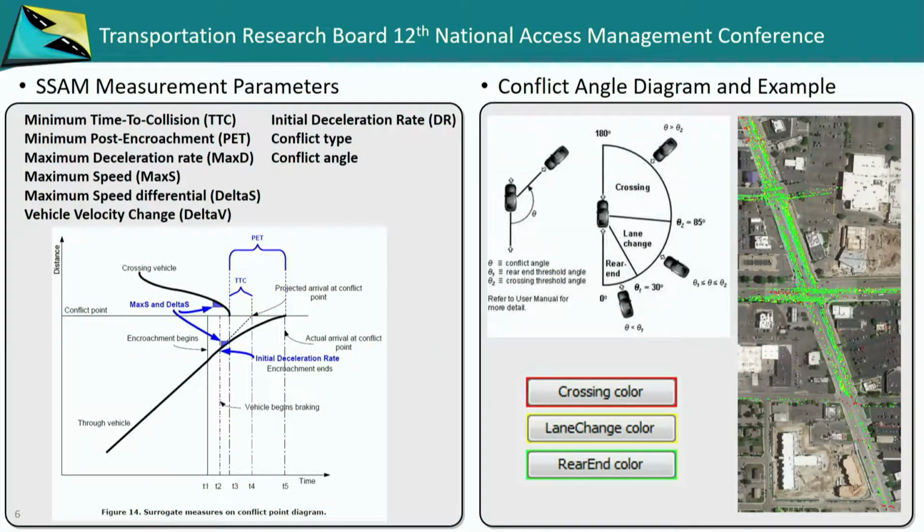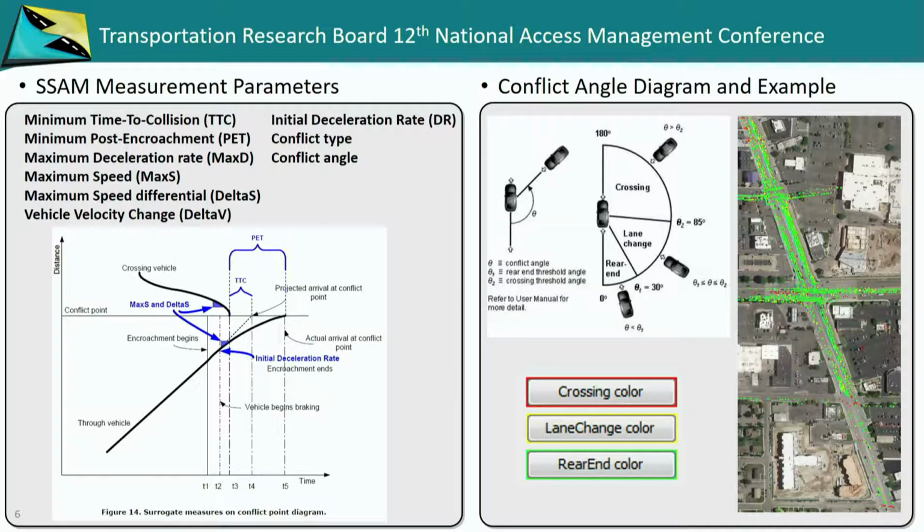What SSAM looks at, of course, is primarily the conflicts, but it's looking also at minimum time to collision, minimum post-encroachment time, maximum deceleration rates, maximum speeds, speed differential, vehicle velocity change, initial deceleration rate, and then, of course, the conflict type and the conflict angle.